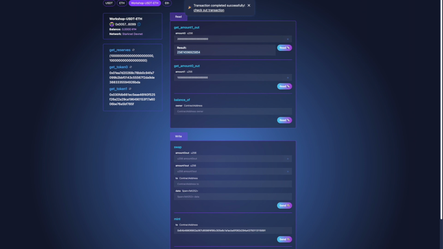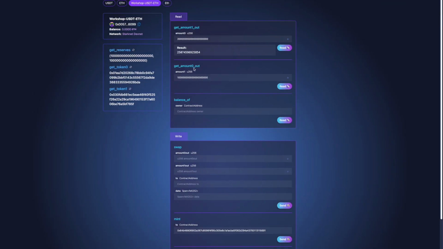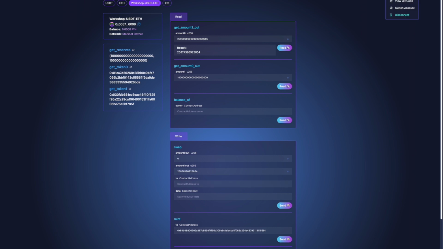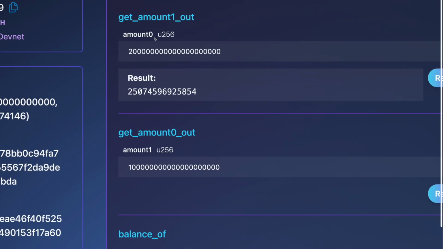Okay. Now let's get this amount. Let's put it here as the first token amount. Get one amount 0 here. And I'm gonna put my address. I'm gonna be the one receiving these tokens. Here I'm gonna leave it as empty, and I'm gonna send this transaction. Now let's see if this works. Okay, this works.